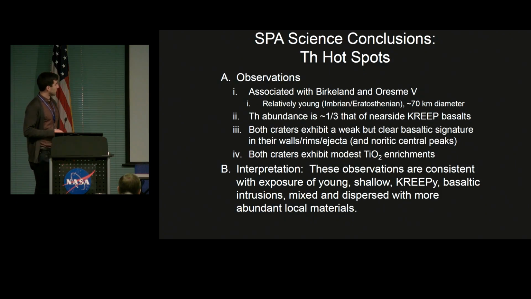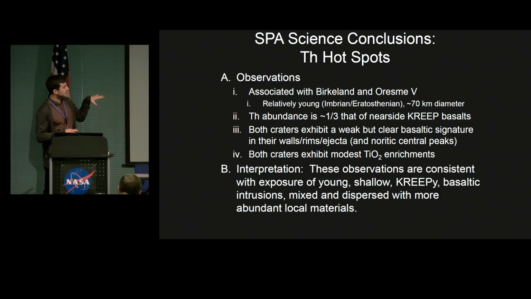Okay, so just to wrap up, when we're looking at the thorium hotspots in SPA, we see that they're associated with Birkeland and Oresme V. These are two relatively young craters, which are both between 60 and 80 kilometers in diameter. The thorium abundance that we see in these hotspots is much lower than some of the near-side creep basalt. So it's something like a third of the abundance.